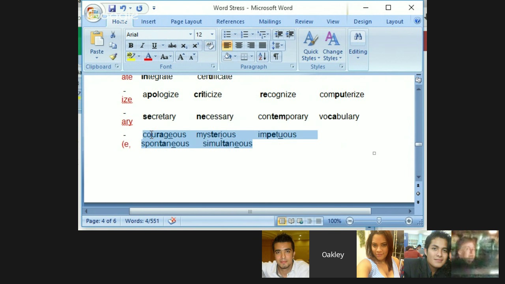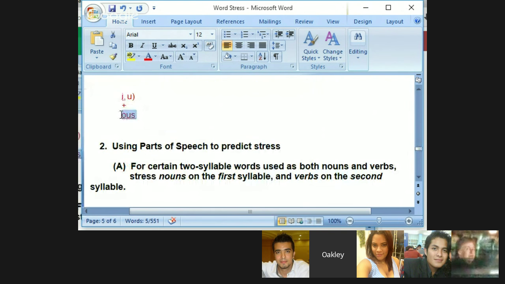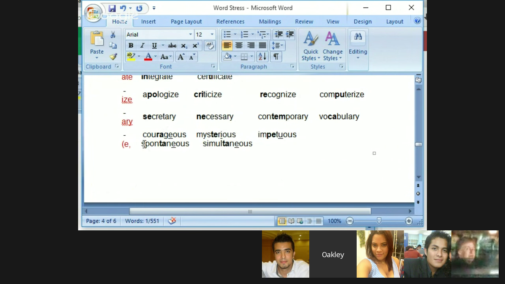All right, the last one. Sorry, it could be any vowel plus OUS is the actual suffix. EOUS, IOUS, UOUS, whatever. They're all considered as the same suffix. Zia, do you want to try this one? Yes, sure. Okay. Courageous, mysterious, impetuous, spontaneous, simultaneous. Excellent. Okay, very good job. Getting those primary stresses. Excellent.